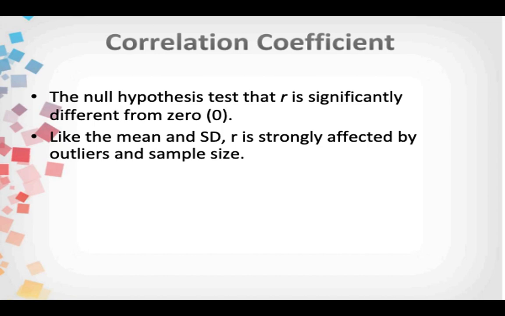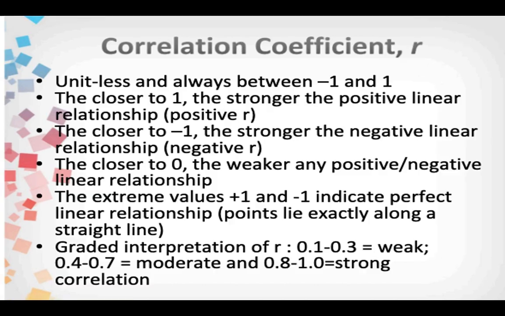In the correlation coefficient, we are doing a null hypothesis test, that is, whether R is significantly different from zero. Like the mean and standard deviation, R is strongly affected by outliers and the sample size. As I told you, there are two types of correlation, positive and negative, and it is unitless.